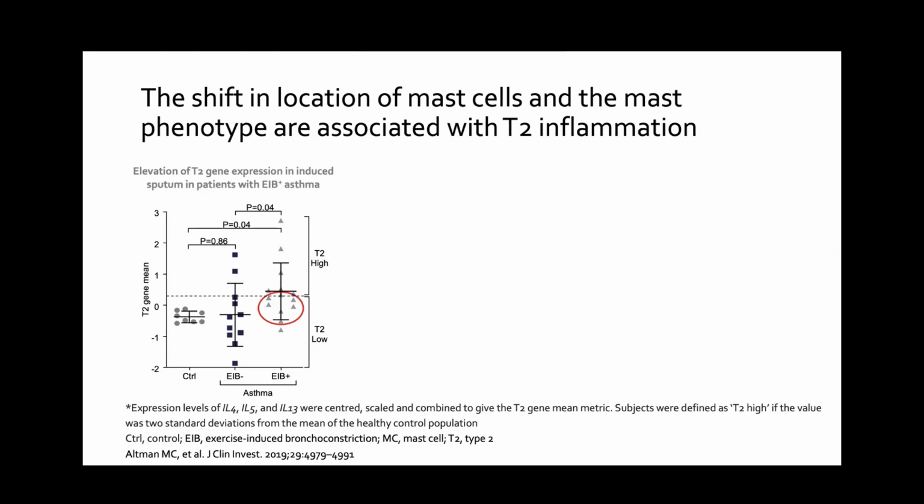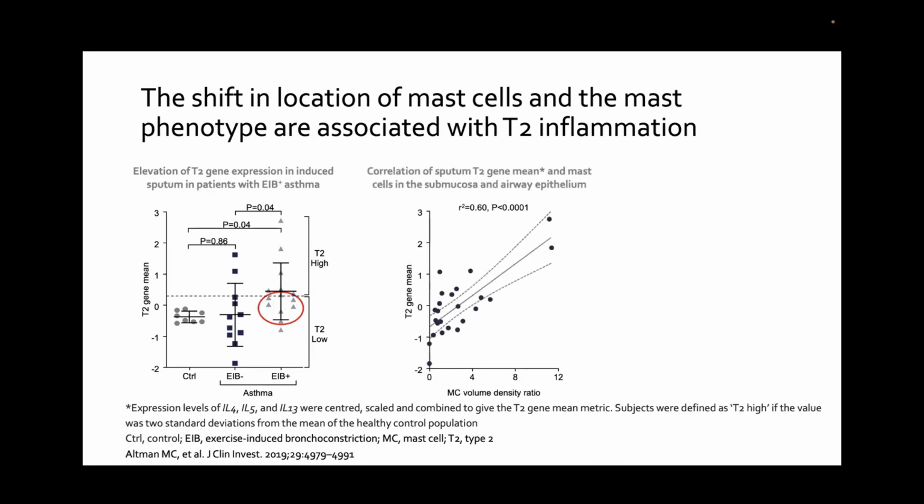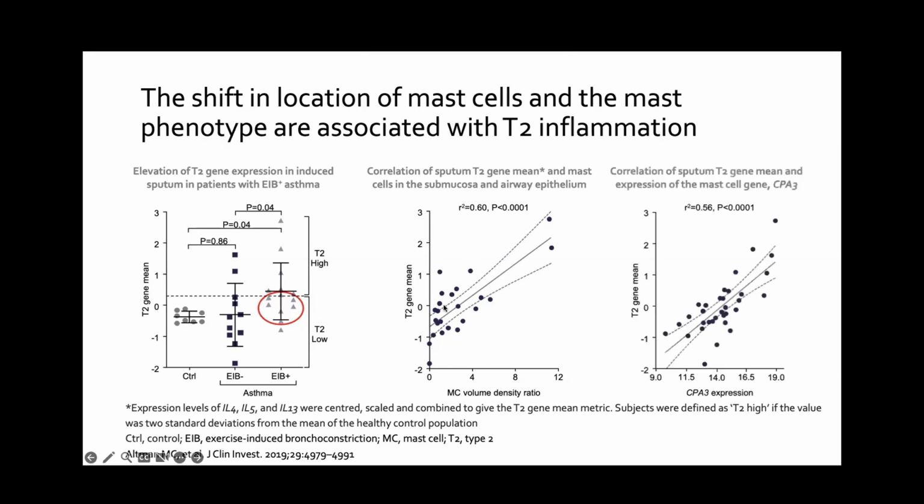But the interesting thing is that the people with EIB have a tendency to be a bit more type 2 high, but there's a lot of them that would be considered type 2 low by the type 2 gene mean that Mike Peters and others had described. So if you look at the ratio of mast cells and that shift in mast cells in relationship to the type 2 gene mean, it's pretty good. It actually looks like it needs to be transformed here.